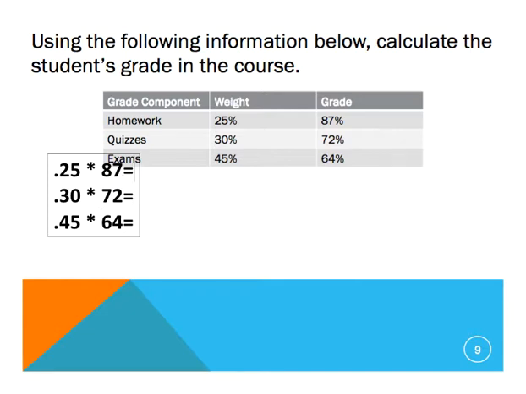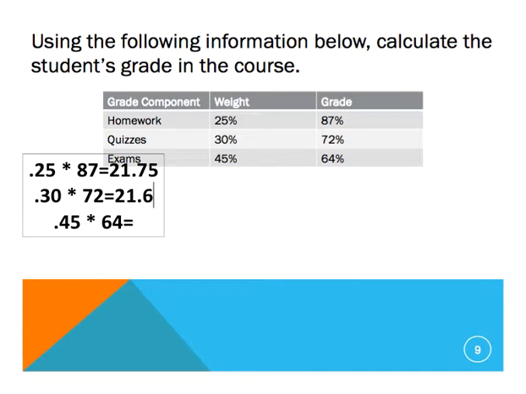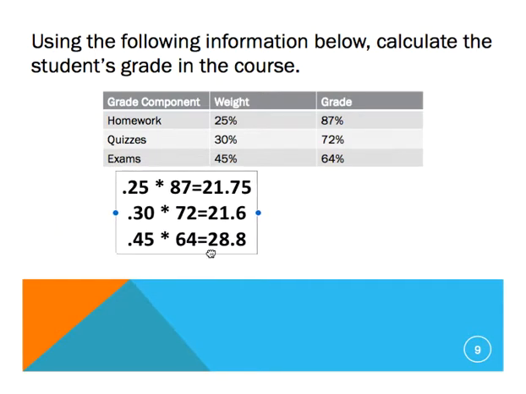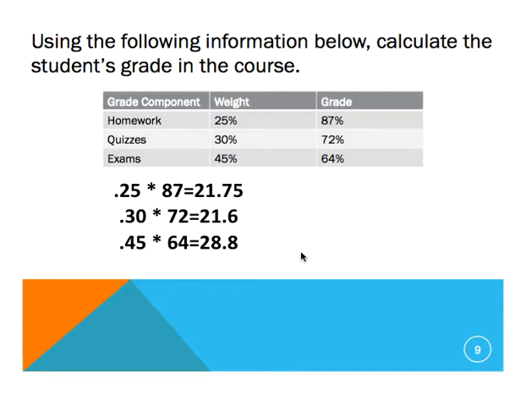So let's see, 0.25 times 87, that's 21.75. 0.3 times 72 is 21.6. And then 0.45 times 64 is 28.8. And there are a few ways of thinking about this, but to just kind of explain what these values mean, I did the homework first.